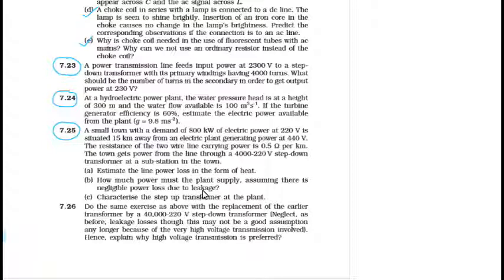Let us see the solution. Oh, part C is also there. Characterize the step up transformer at the plant. So let us see the solution. So question number 7.25.